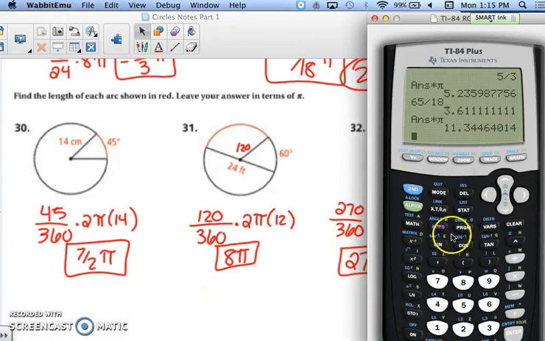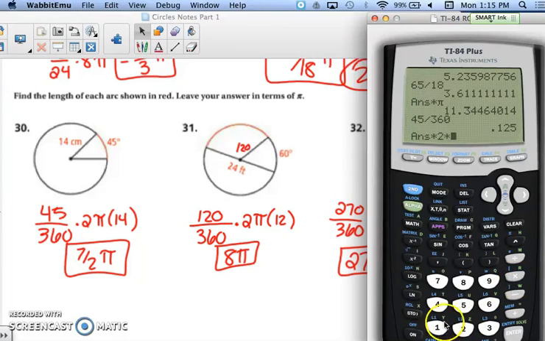If you want a quick way of doing that on the calculator without doing the fraction button, for number 30, all you would do is 45 over 360 and hit enter, and then you just want to times it by the 2 and the 14. So I times it by 2 and I times it by 14 because I'm going to skip over that pi sign, and I got 3.5. So you could have had 3.5 pi, but I made it a fraction and got 7 over 2 pi.